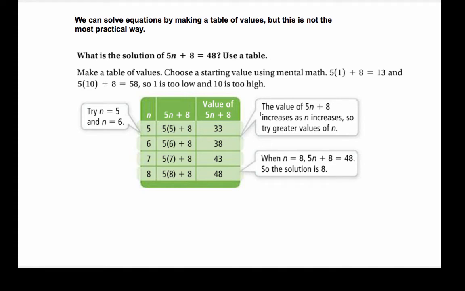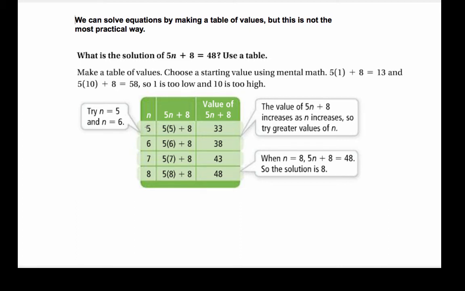5 times 1 plus 8 equals 13. And 5 times 10 plus 8 equals 58. So 1 is too low, because that gives us a value of 13. 10 is too high, that gives us a value of 58. We want a value for that expression to be 48. So it's somewhere between 1 and 10. So we just pick some values.